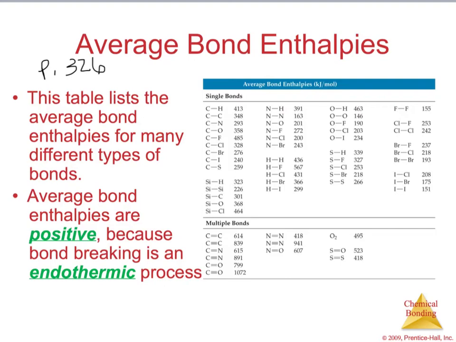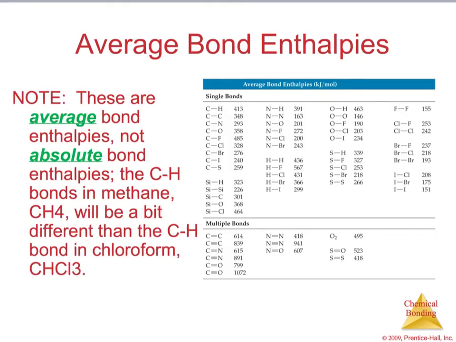Now, if you notice, your bond enthalpies tend to be positive because the bond breaking process is an endothermic process. In other words, it's going to absorb energy in order for that bond to break. And one thing I want you to take note of is that these are average bond enthalpies, they're not absolute bond enthalpies.